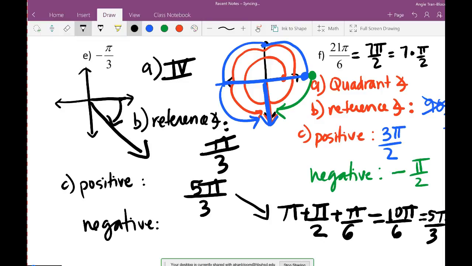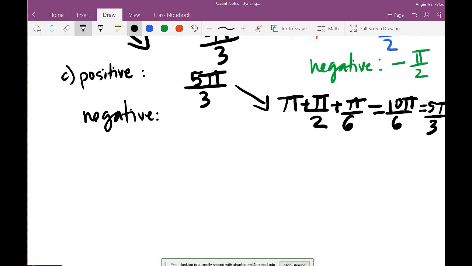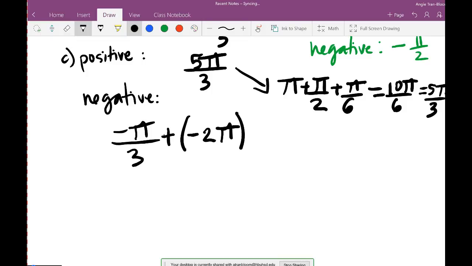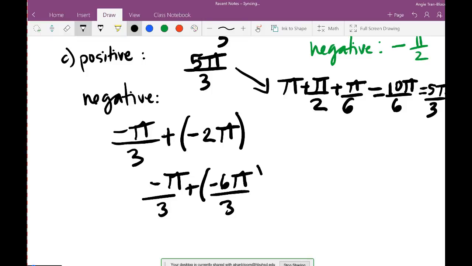Very good. Natalie. The reference angle can never ever be negative. Jacqueline, there you go. And then for negative, I did negative pi over 3 plus negative 2 pi. Very good. And I simplified that to negative pi over 3 plus negative 6 pi over 3. And I got negative 7 pi over 3. Beautiful. You guys agree?